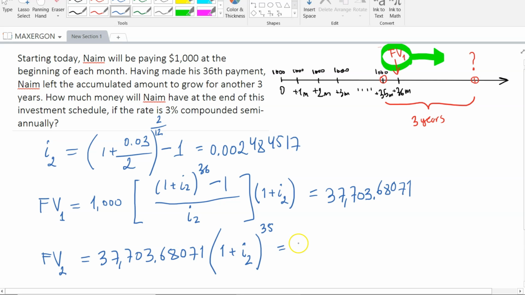This is equal to 41,124.66. That will be the answer for this problem. At the end of this investment structure, Naim will have $41,124.66. Let's see how to solve this with Excel.